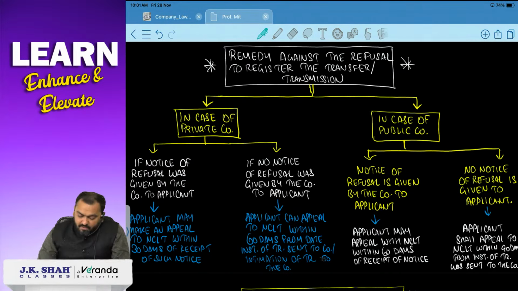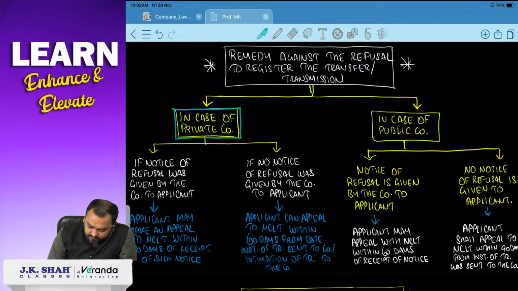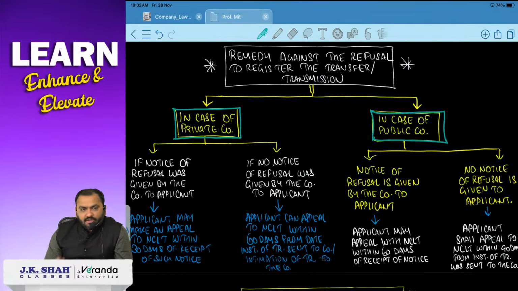So firstly, if it is a case of a private company, okay, then what will happen? And if it is a case of a public company, then what will happen? Okay, first we are talking about a private company. See, there were two possibilities. First, the company may give you the reason, or the company may not give you the reason.